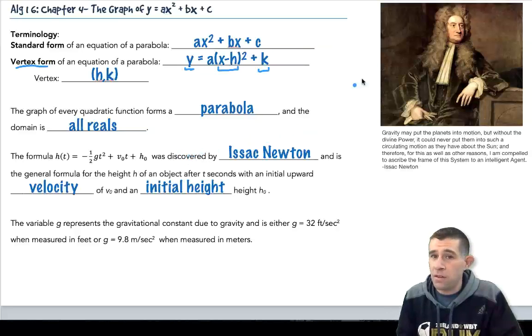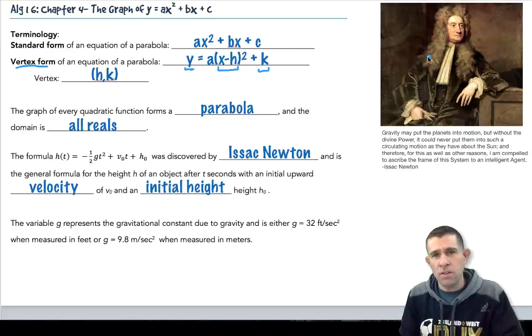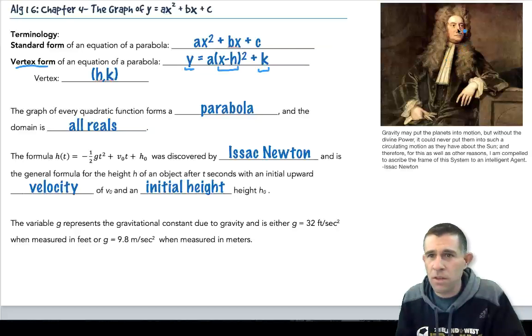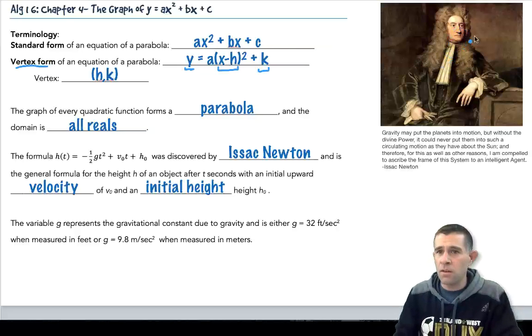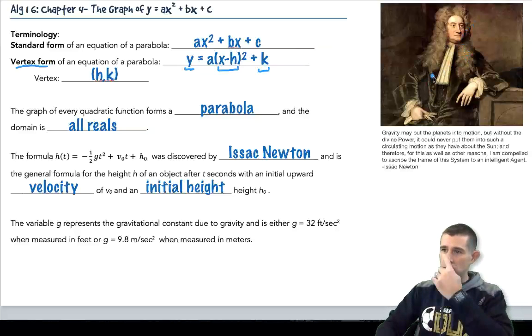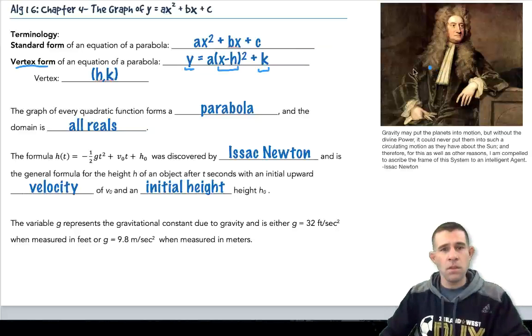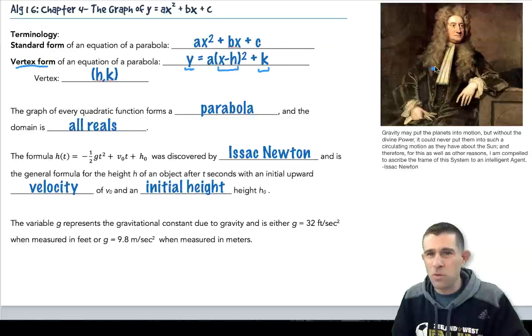This was discovered by Isaac Newton, really smart dude, really good looking, had some really long flowing hair, very distinguished fellow. Kind of looks like me actually if you look at his nose. I think he's got the same size nose as I do. What do you think? It's about the same size. I just need some cool hair like that.